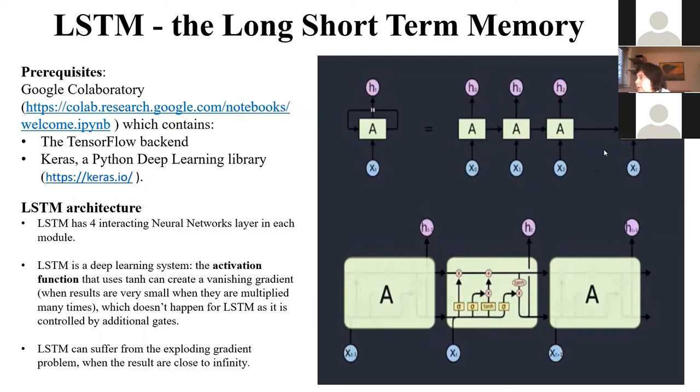Now, if you look at the architecture, you can see that each neural network is formed of four layers in each module. What's important here is that the activation function used, TANH, doesn't provide a vanishing gradient because there are additional gates. The LSTM doesn't suffer from the vanishing gradient. However, LSTM can suffer from the exploding gradient, where the results are very close to infinity.